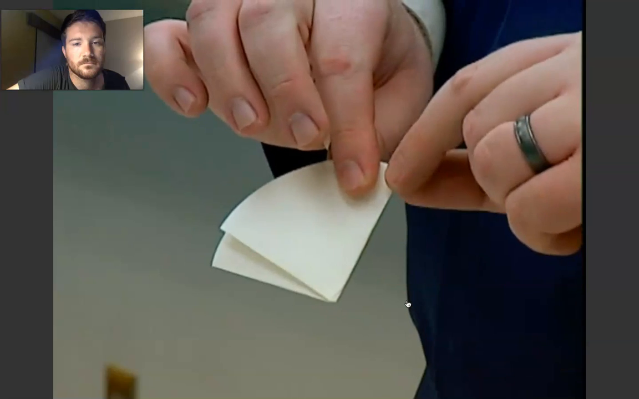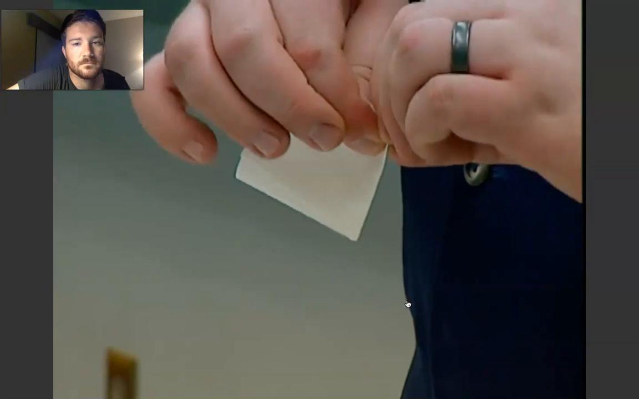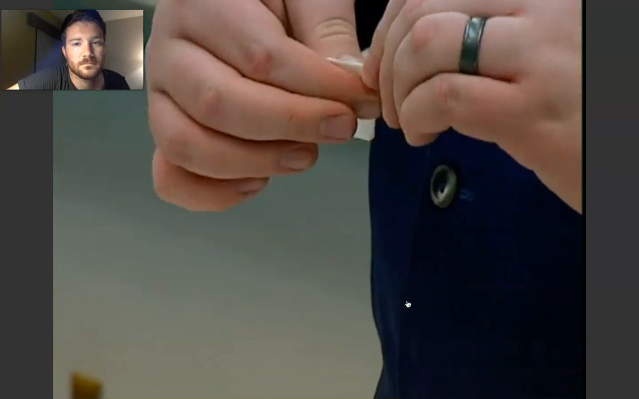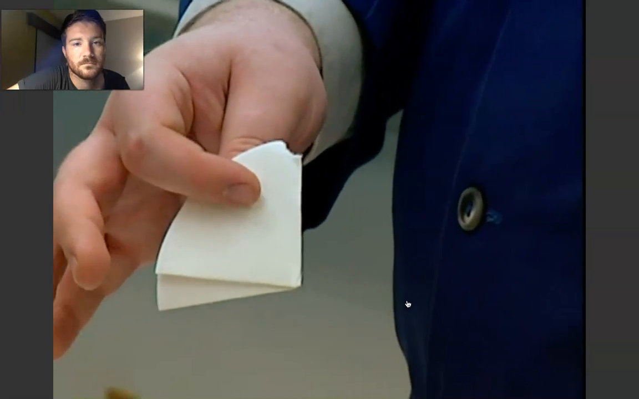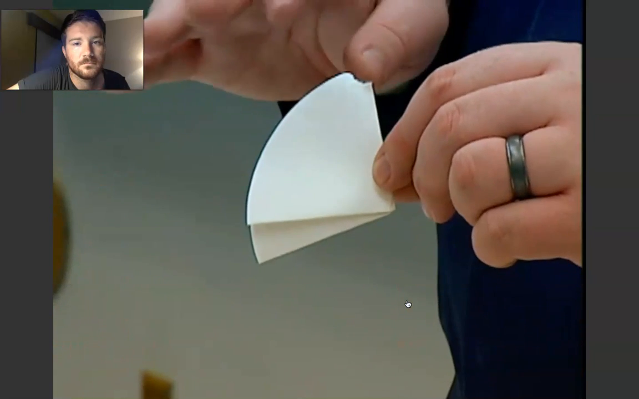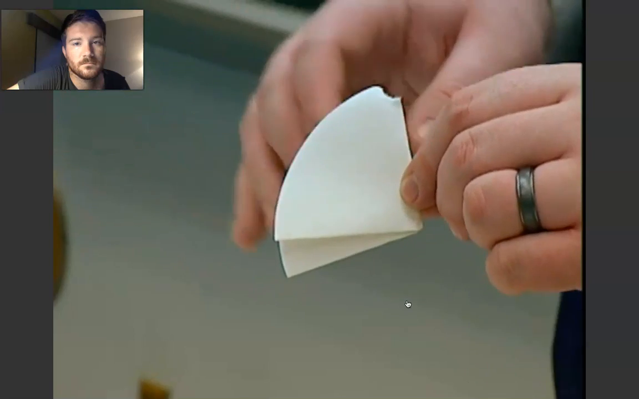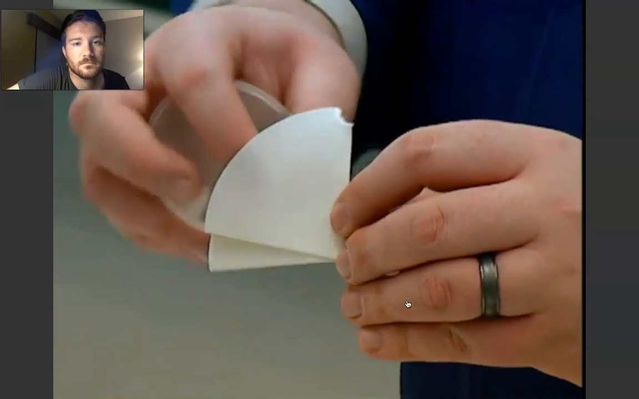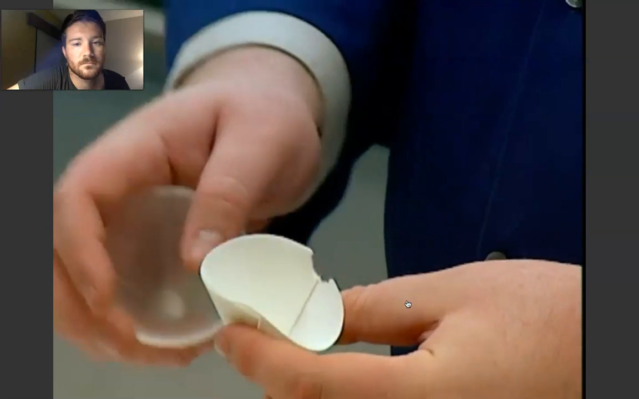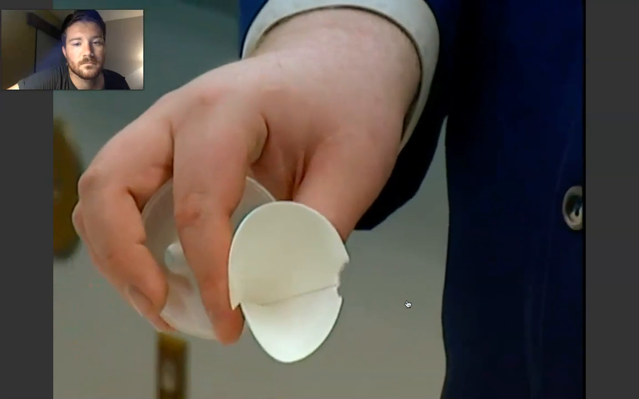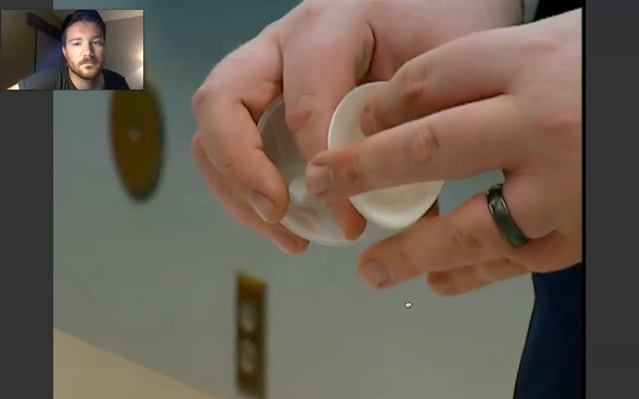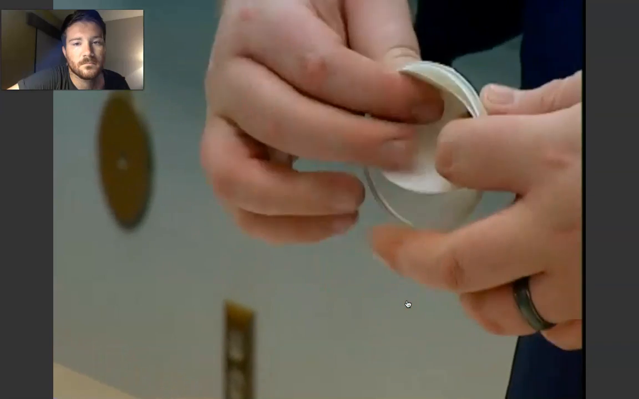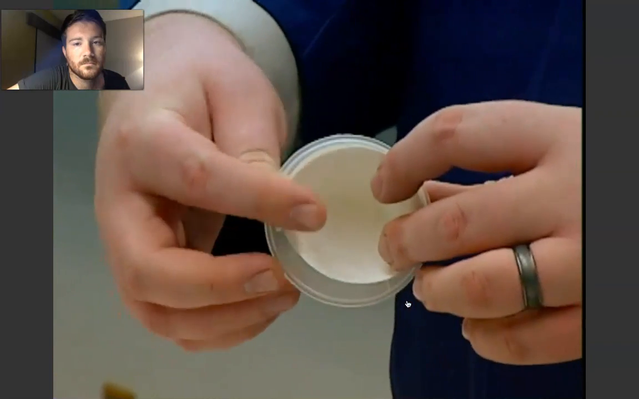And then what I'm going to do is tear off this corner, and by tearing off this corner, this allows the filter to lay more secure in the filter funnel. So now, if I open this up, you'll see I have a nice filter cone there. And this filter cone can go right down into this filter.